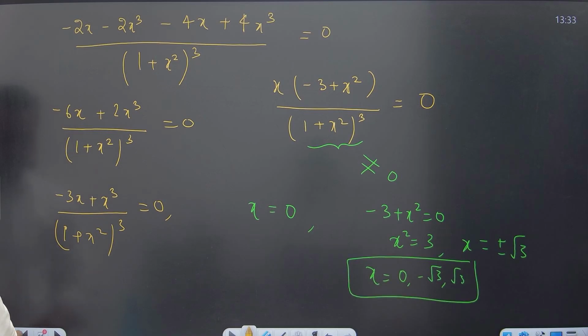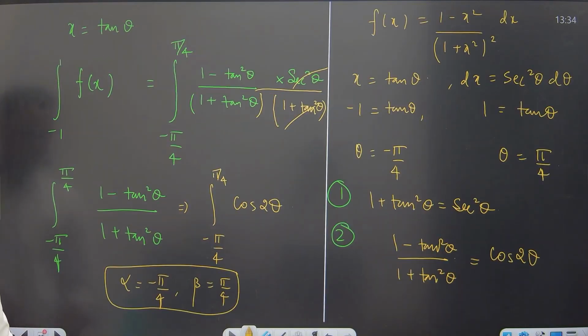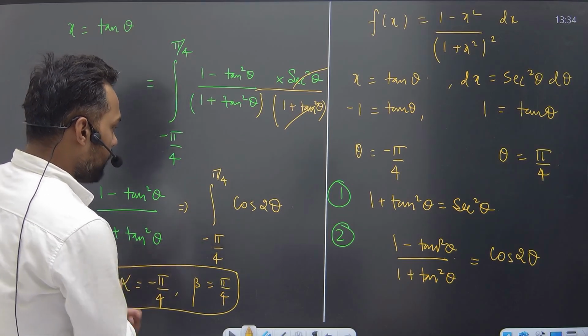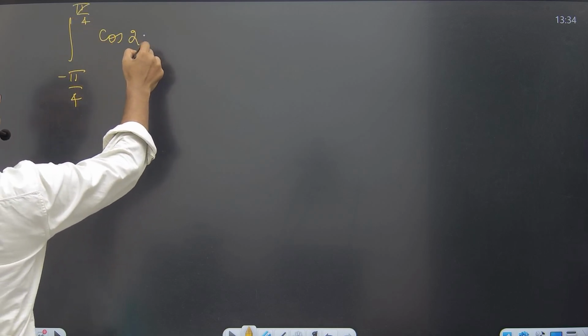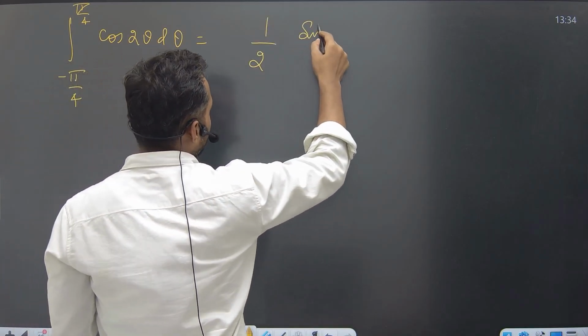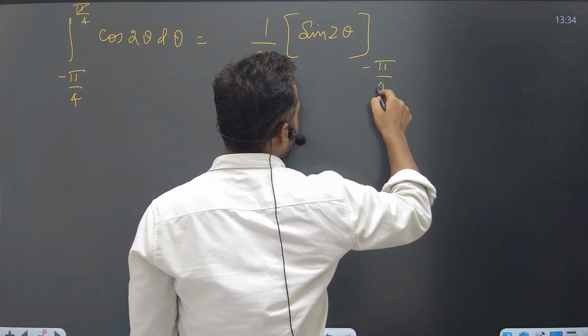In the next part, student, they have told us to use algebraic integration to find the area of R. We just need to integrate now, so we'll get the value of the area of region R. So just integrate this part. We'll get the integral from minus pi by 4 to pi by 4 of cos 2 theta. What is the integration of this part? We know that it will be 1 by 2 sin 2 theta, from minus pi by 4 to pi by 4.